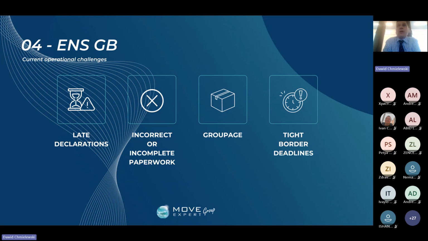There was a time when we were thinking that ENS is not here to stay, that ENS is going to be scrapped at some point. But when it became a vital part of GMR, which happened last year, we knew that there is no coming back. So every company that transports goods to Great Britain and back will have to have that facility, ENS GB. If you have any questions in regards to those declarations, obviously we can help you out.